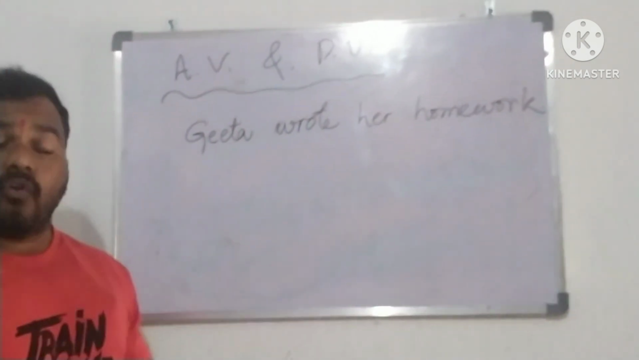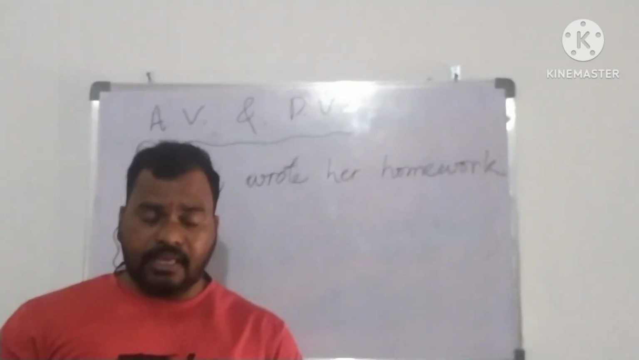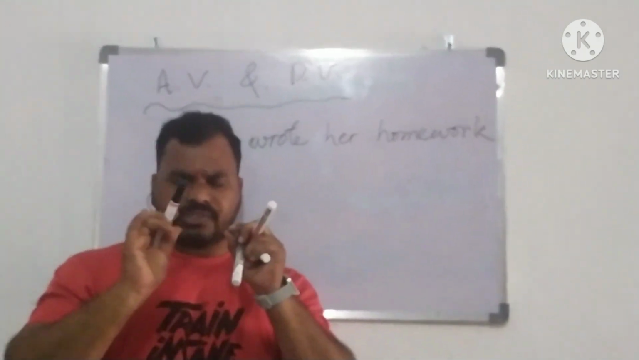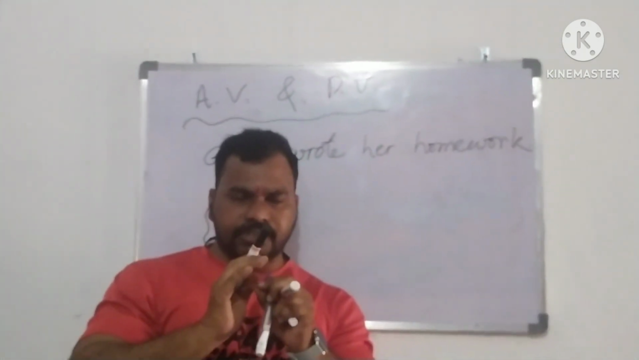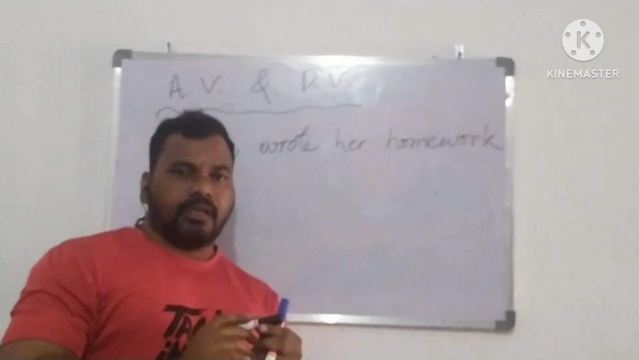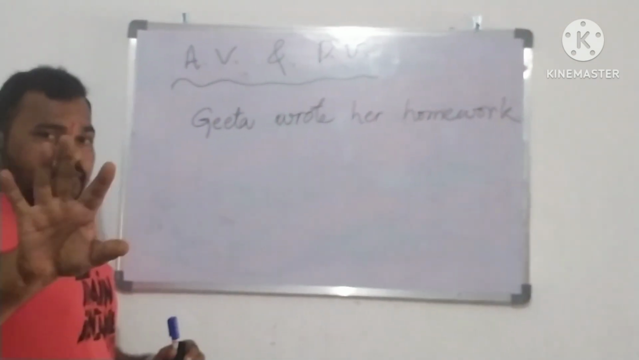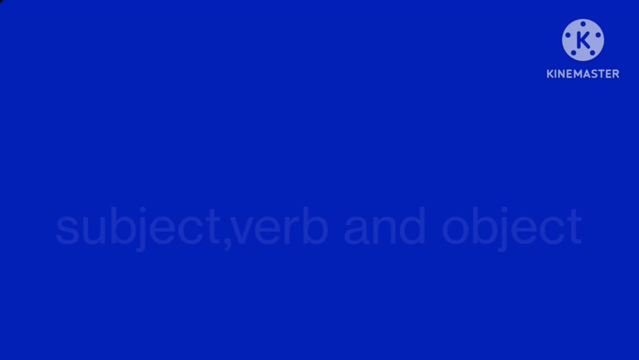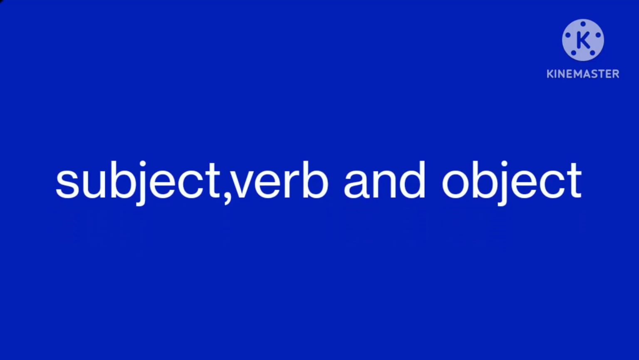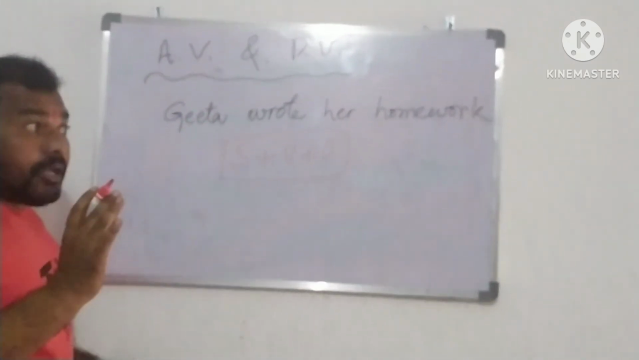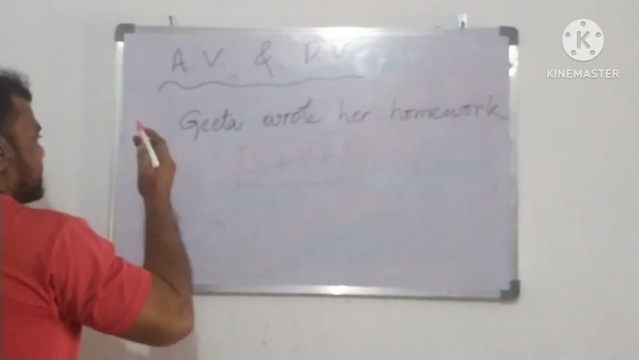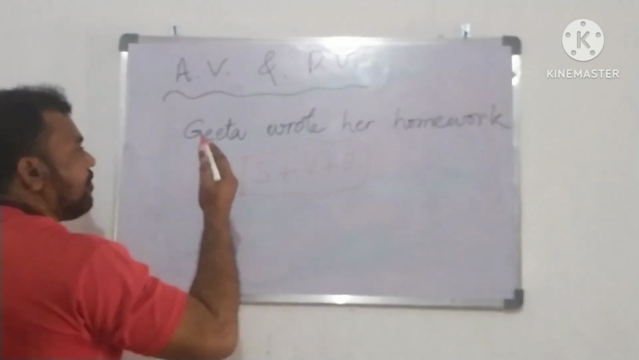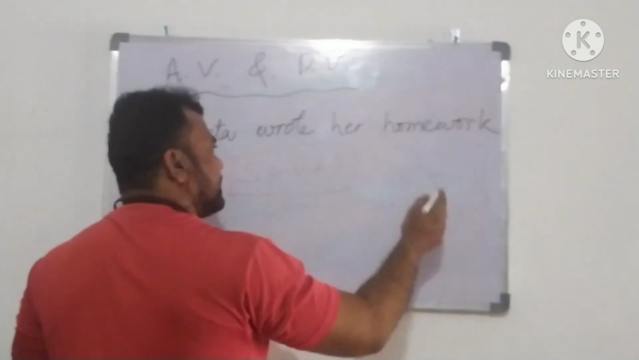Geeta wrote her homework. So here we can see, whenever you try to change the verb into another form of voice, you have to find three things. What are they? Subject plus verb plus object. If you look at this structure, you must be able to know what the subject in the sentence, the verb in the sentence, and the object in the sentence are.